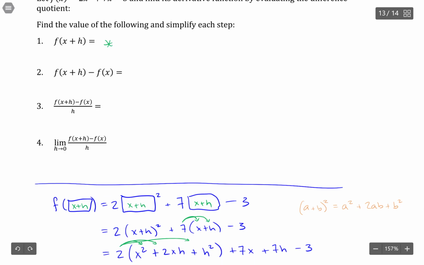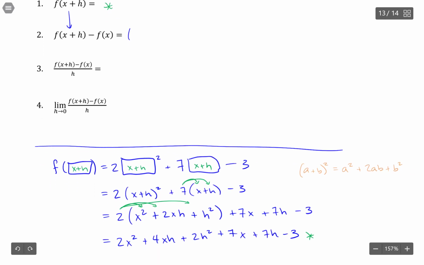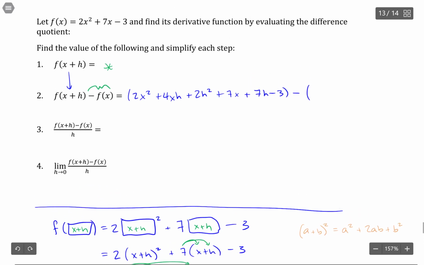So the next part is the difference between f of x plus h, what we just found. So we know that to be the 2x squared plus 4xh plus 2h squared plus 7x plus 7h minus 3. And then it's that minus f of x, which is the original function. So I would do minus the original function, which was 2x squared plus 7x minus 3.